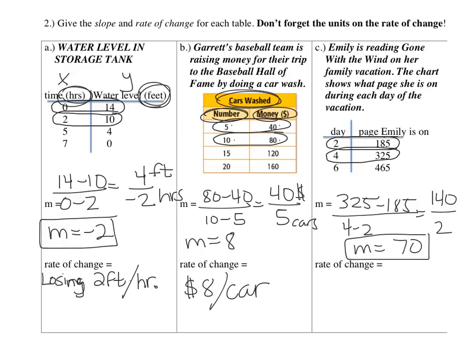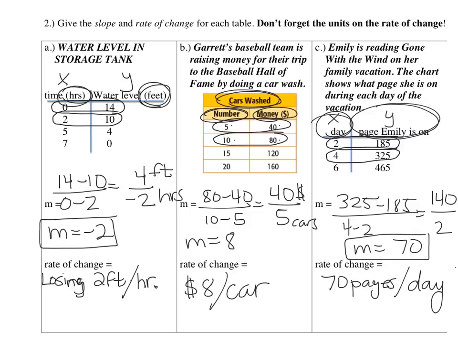But the rate of change, well, that's 70 what per what, right? It's y over x, right? So what does the y stand for? Pages. What does the x stand for? Days. And when you divide, you're making it per day. So the answer to here would be 70 pages per day. And that's the rate of change. She's reading about 70 pages per day.